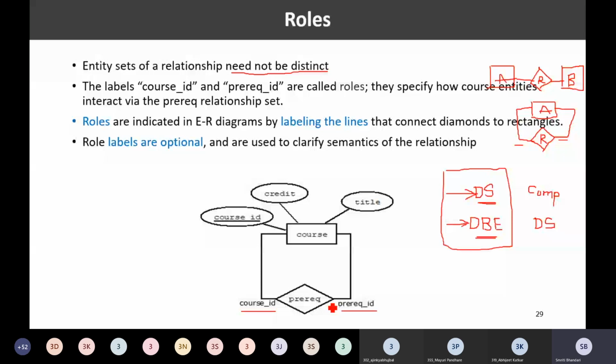So what are we storing in this prerequisite relationship? The information related to the course along with its prerequisite courses, right? That's all. So the essence is, it is not necessary that the entity sets that participate in the relationship set are always distinct. It is possible that one entity set participates in the relationship set more than once, right?